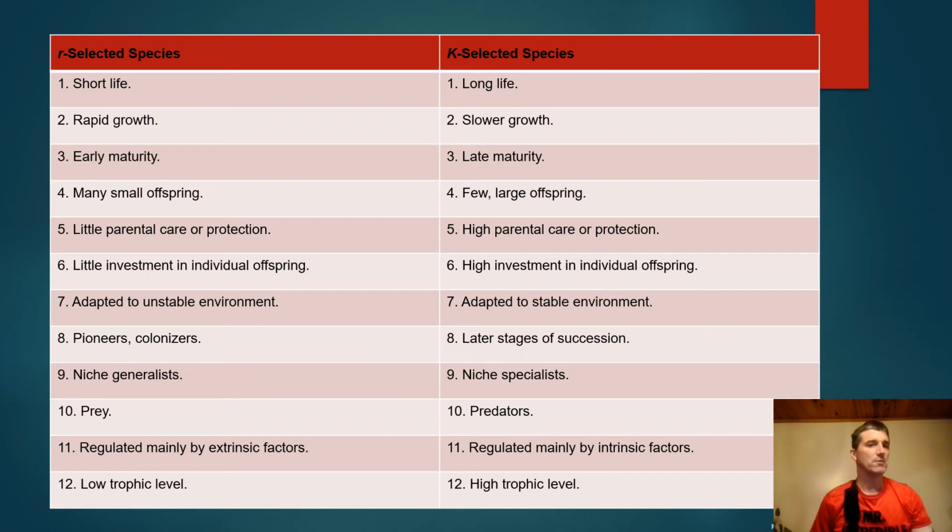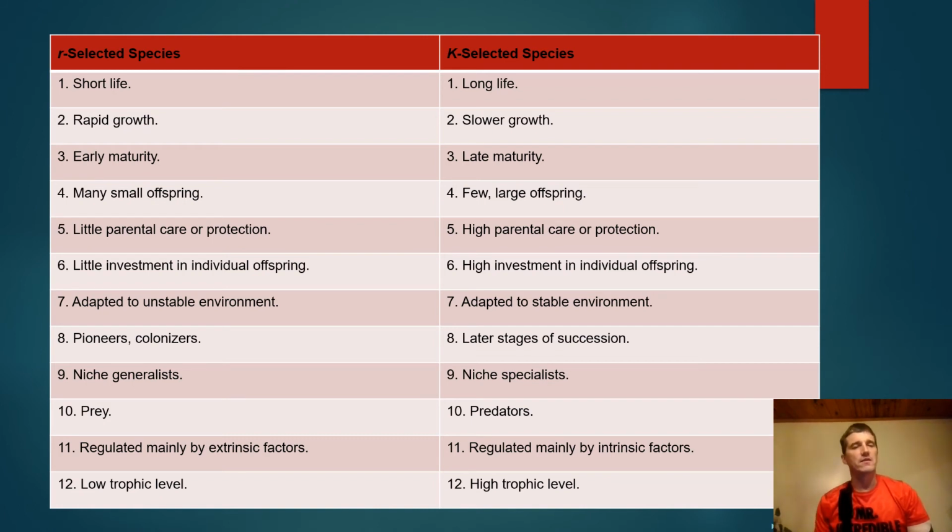Often the R-selected species are those species that are prey for other animals, versus the K-selected species are typically predators. Think about wolves and coyotes and bobcats and mountain lions and things. These are animals that have a few young that have a high probability of surviving, versus rabbits that have lots and lots of young with a lower probability of surviving.